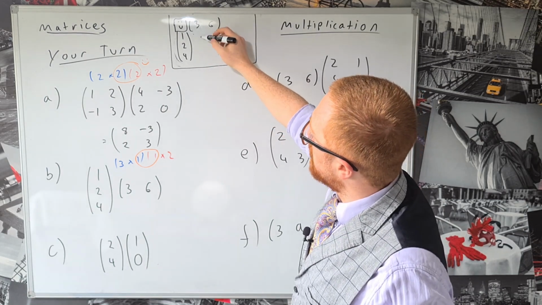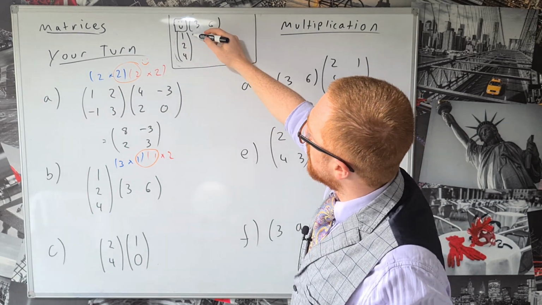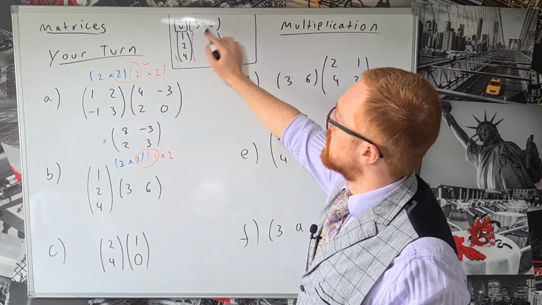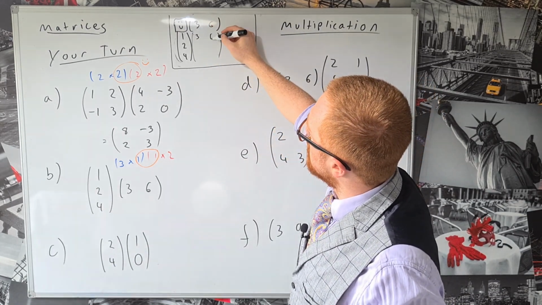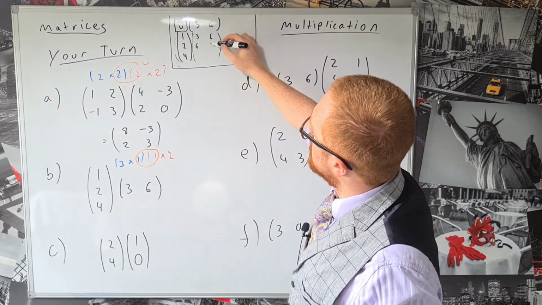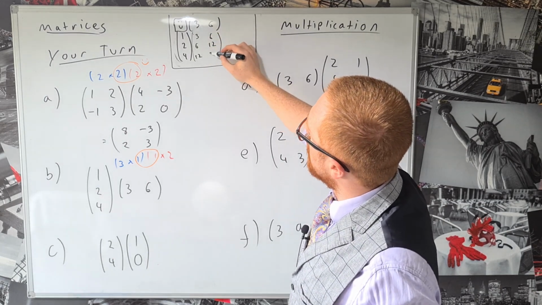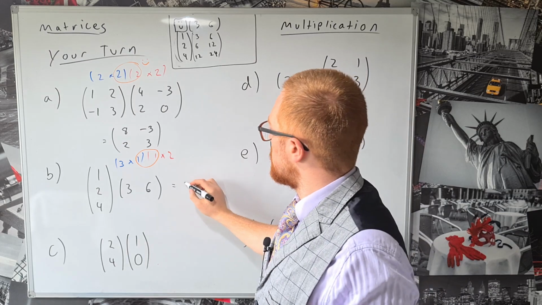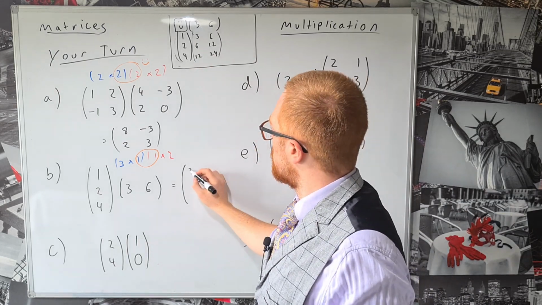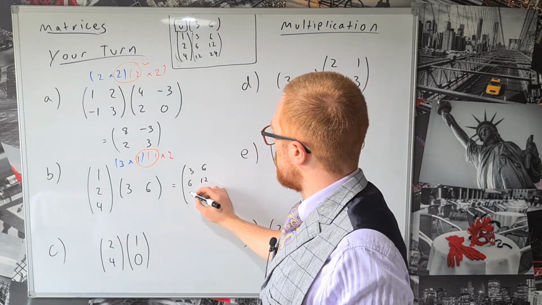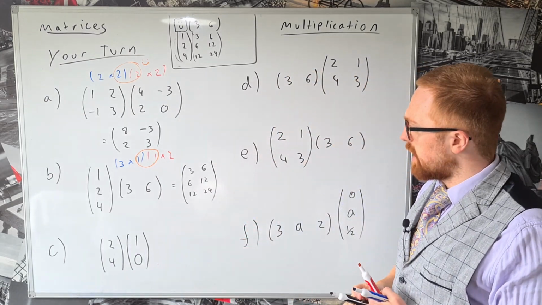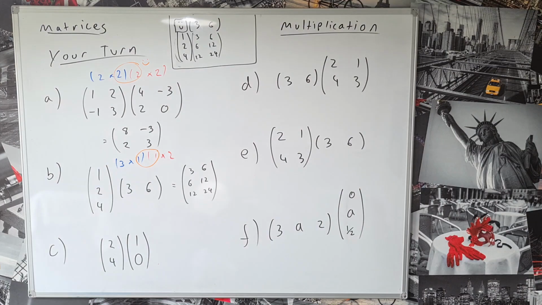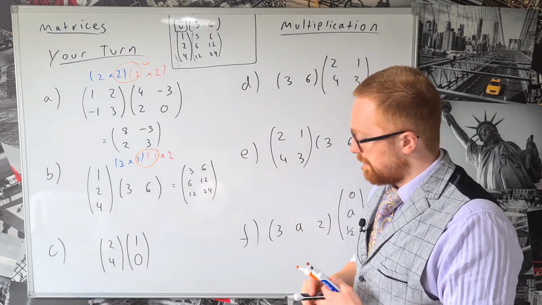This is going to be a 3 by 2 matrix, but none of the calculations are going to be particularly tricky here because they're all just single multiplication. So 1 times 3 is 3, 1 times 6 is 6. 6 and 12, 12 and 24. So our answer is 3, 6, 6, 12, 12, 24. Easy.